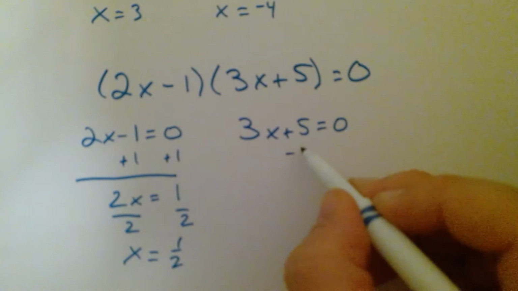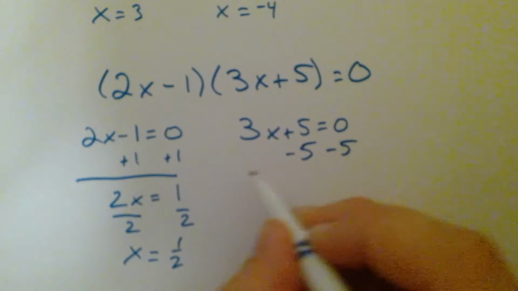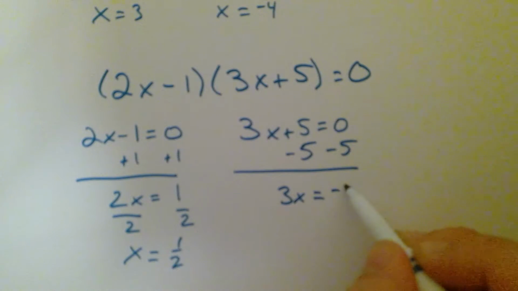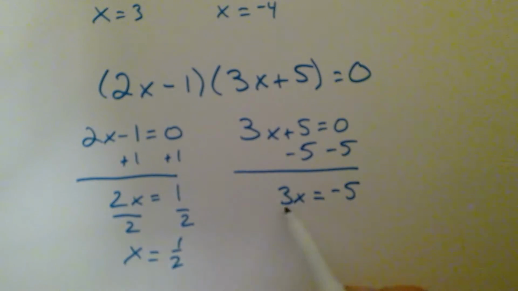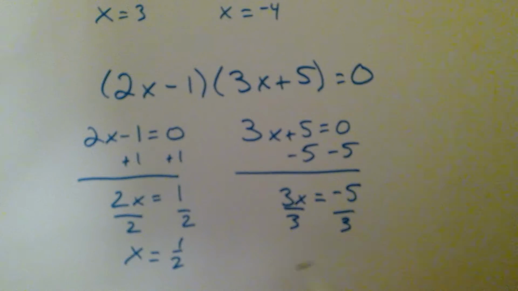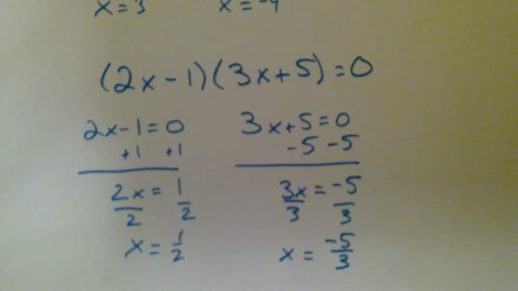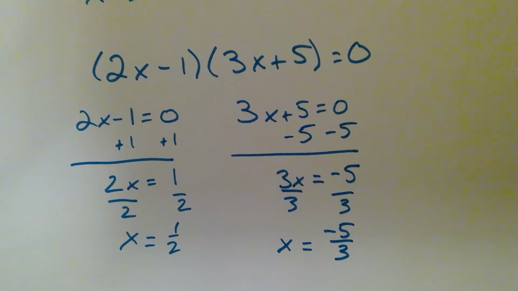Now we have to do the other one. Get our x by itself. We have to move the 5 using the inverse operation, so 3x equals negative 5. Divide by 3 on both sides. x equals negative 5 over 3. That's another fraction, and it looks a little bit messier than 1/2, but that's okay. We're done.